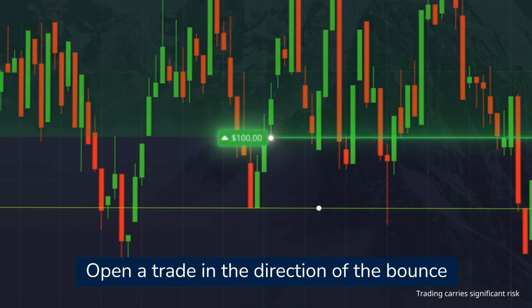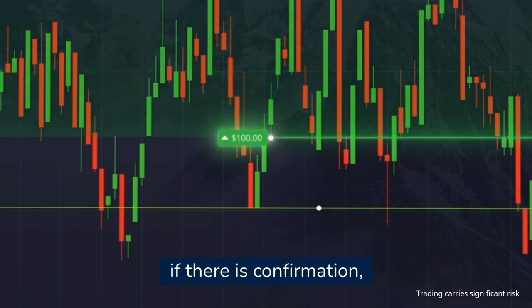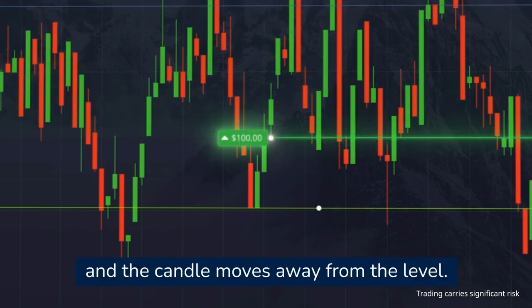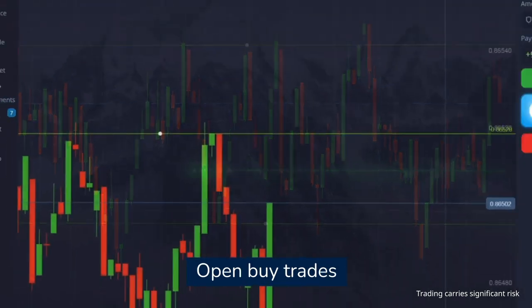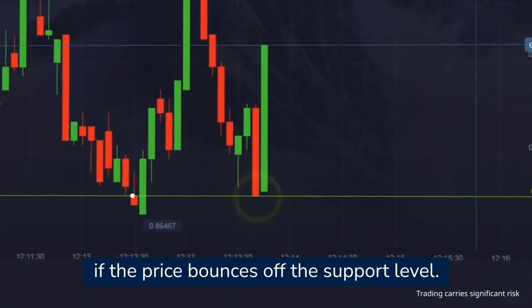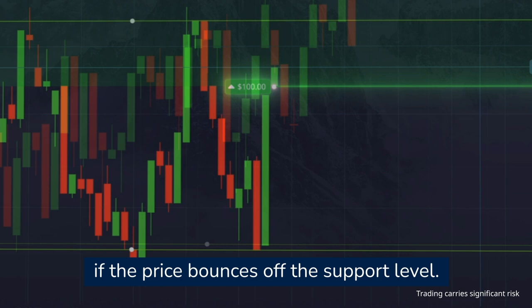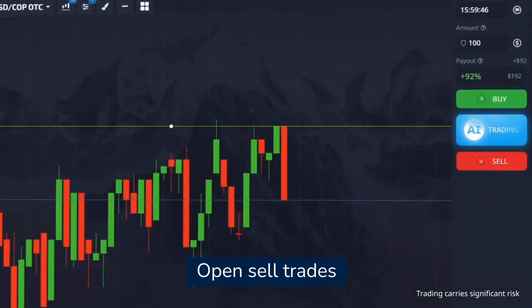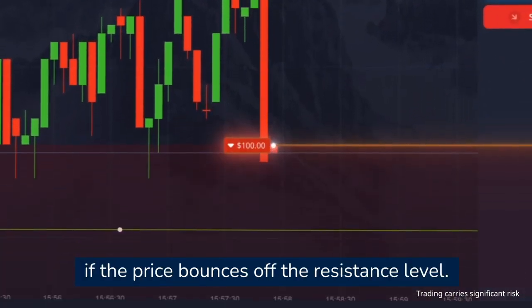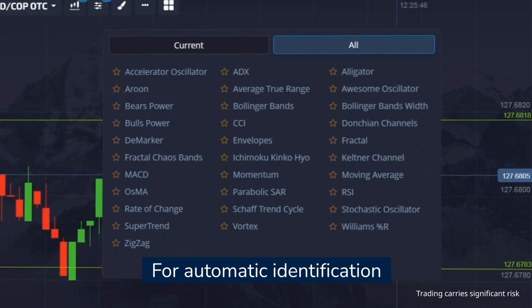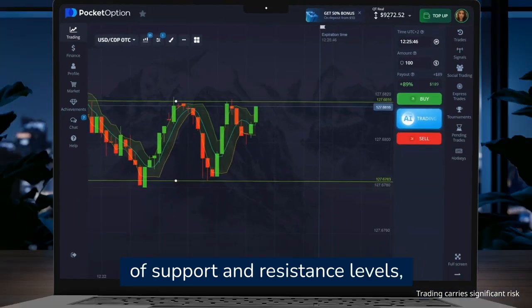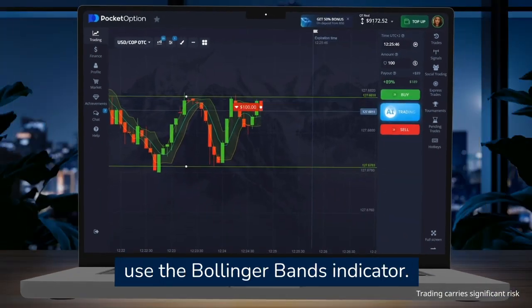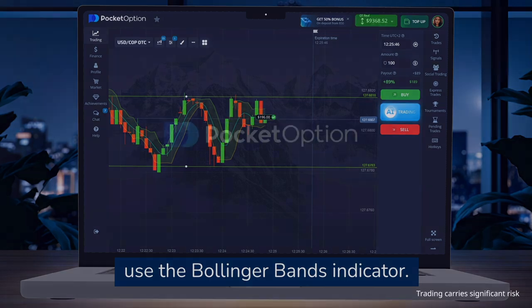Open a trade in the direction of the bounce if there is confirmation and the candle moves away from the level. Open buy trades if the price bounces off the support level. Open sell trades if the price bounces off the resistance level. For automatic identification of support and resistance levels, use the Bollinger Bands indicator.